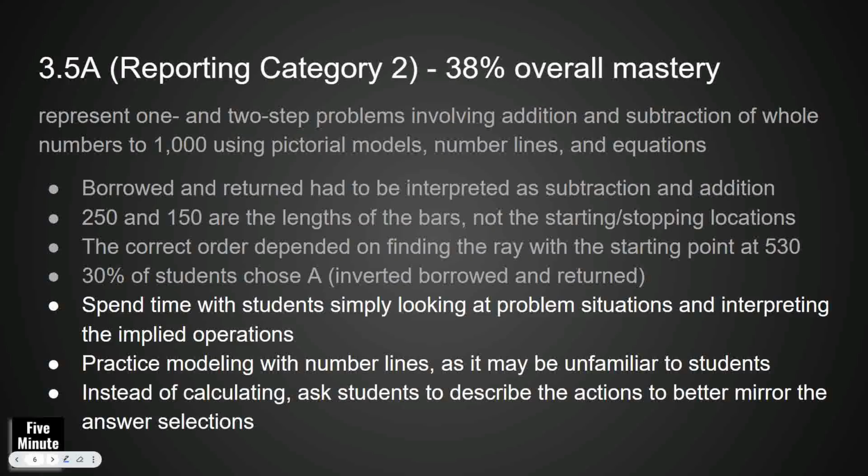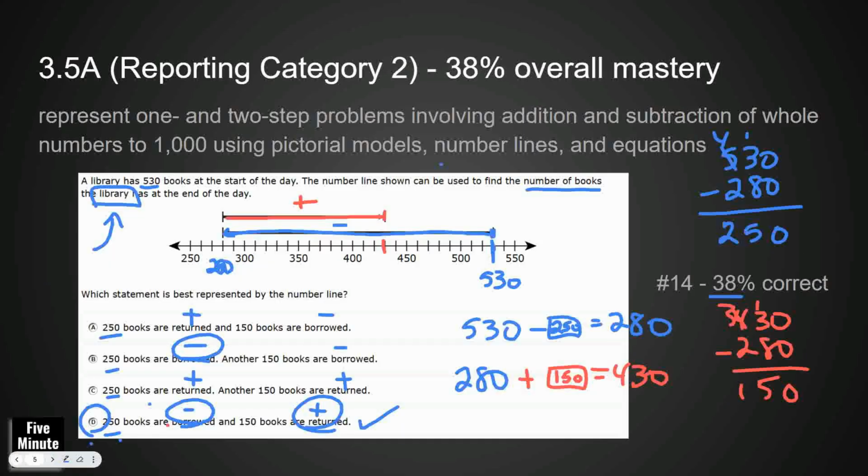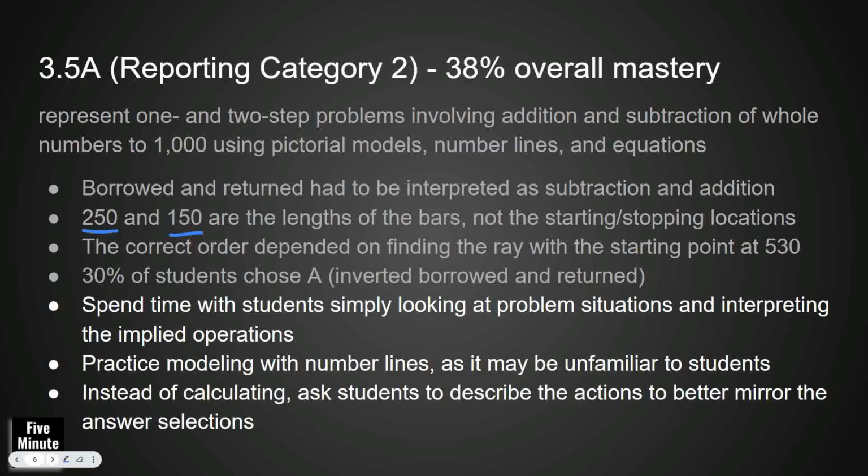So we had to interpret, borrow, and return. And we had to find 250 and 150, which are nowhere marked off. Like 250 is right there, and 150 would be over here. So we had to first figure out that 250 and 150 are the lengths of the bars, not the starting and stopping locations. We had to start with the ray at 530 that moved to the left.